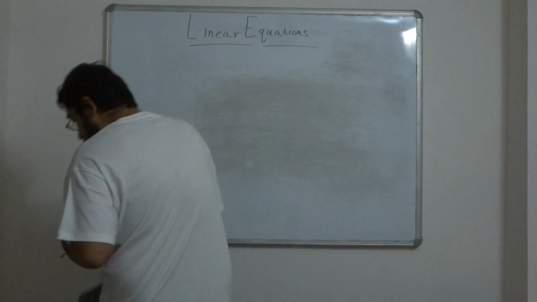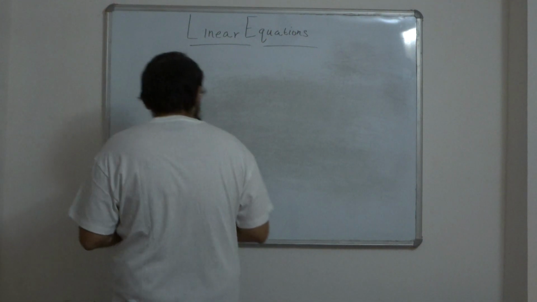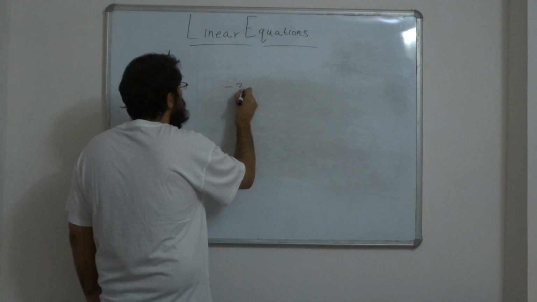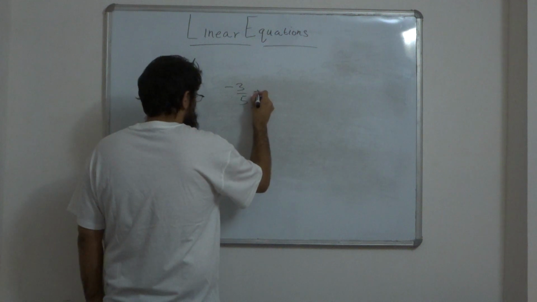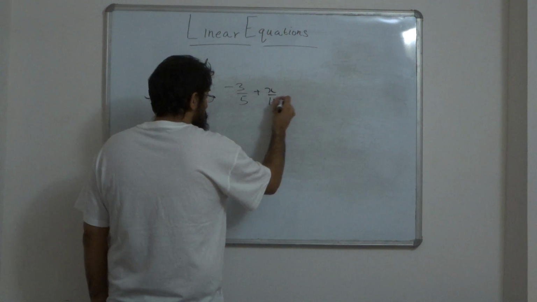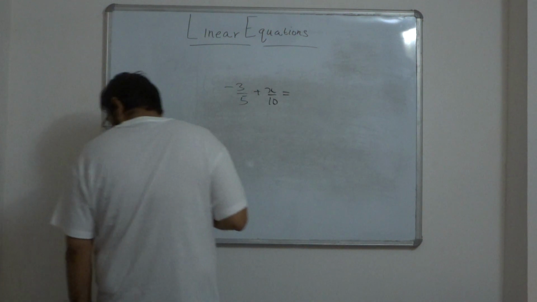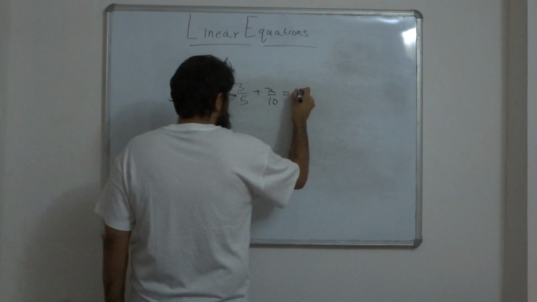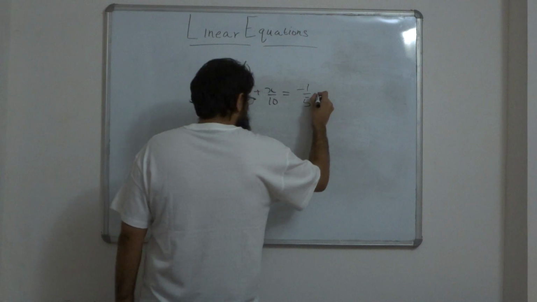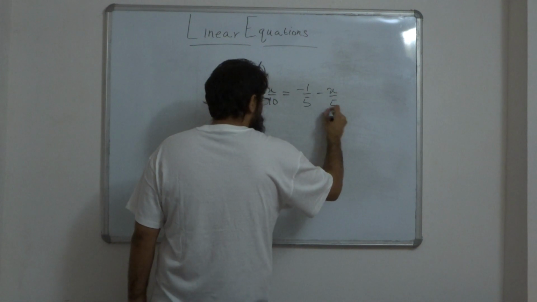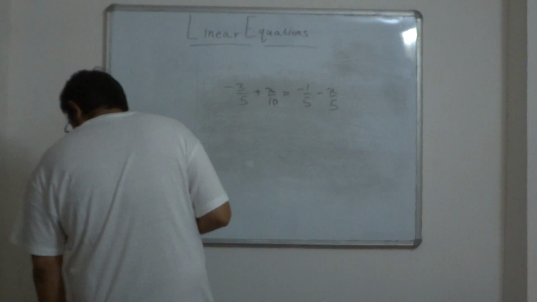Yeah, the board is horrible. It's atrocious. Okay. So negative 3 upon 5 plus x upon 10 equals 1 minus 5 minus x upon 5.